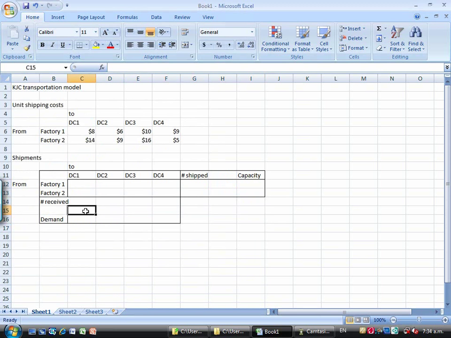Now, if we look at this column, we have got the shipments going to distribution centre 1. Down at the bottom we have the number received, which is going to sum the shipments from factory 1 and factory 2 to distribution centre 1, and we're going to have a constraint to make sure it's greater than the demand. So some of this we can fill in already. We can fill in the demand from table 2, and the number received has to be greater than or equal to demand, because we don't want to disappoint our customers.